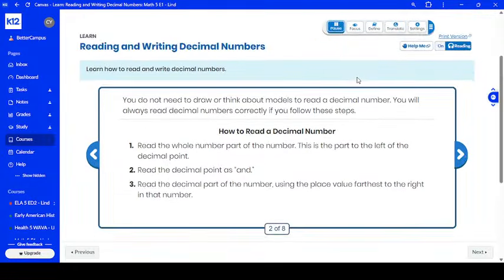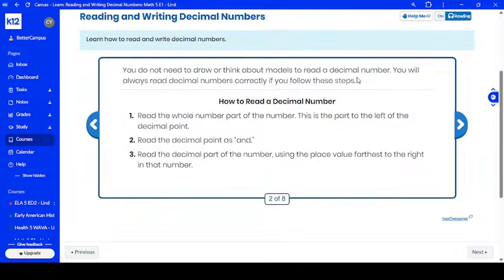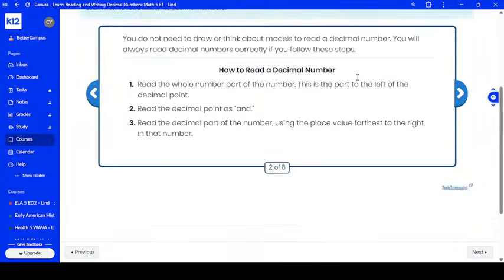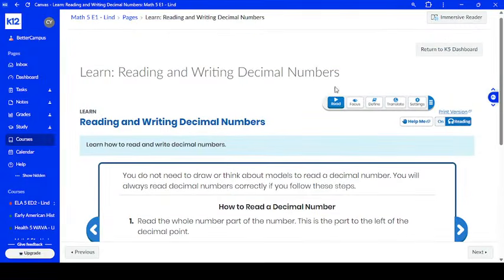Oops. Learn how to read and write decimal numbers. You do not need to draw or think about models to read a decimal number. You will always read decimal numbers correctly if you follow these steps.